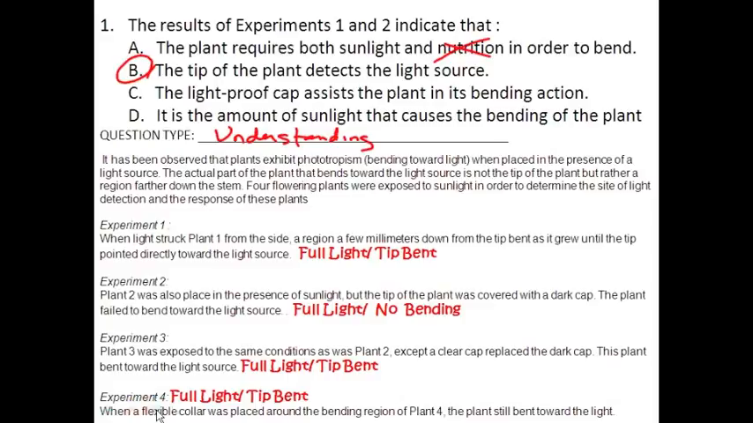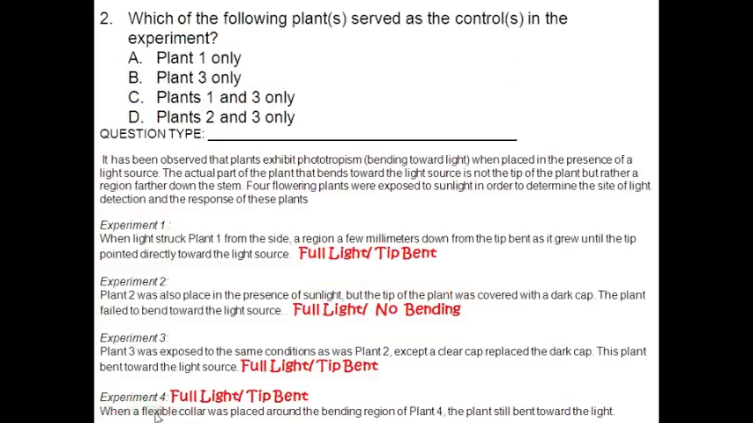The light-proof cap assists the plant in its bending action. The light-proof cap is actually the dark cap, and we know that the one with the dark cap, from down here, had no bending, so that one can't be right. It is the amount of sunlight that causes the bending of the plant. We don't really know that. We did not get those results from this experiment. So we're going to mark that out, and we're ready to move on to the next question.